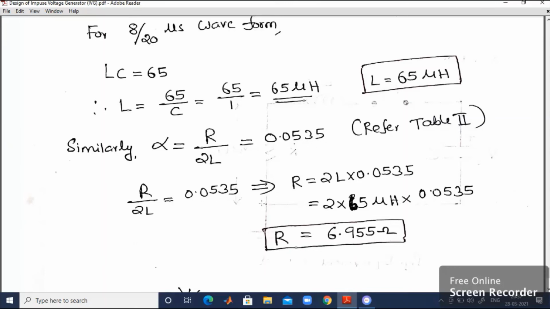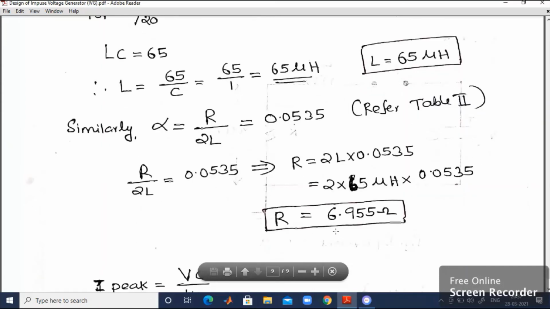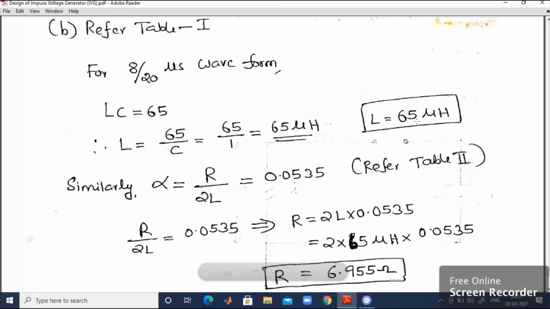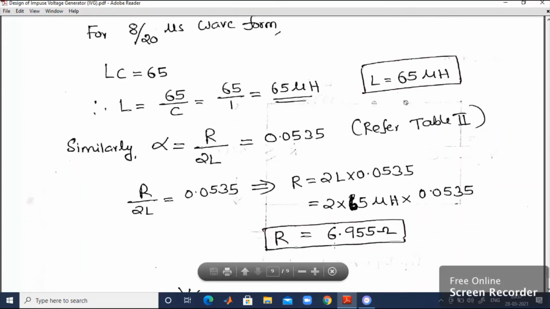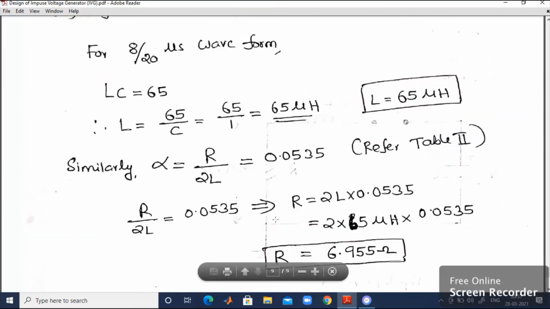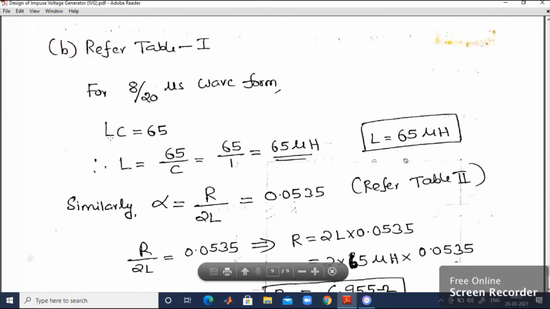From this expression, I can compute R. So R is nothing but 2L times 0.0535. So L is equal to 65 microhenry. Therefore, directly you can substitute and finally you will be getting the answer for R is equal to 6.955 ohm. So what I have got is L is equal to 65 microhenry and R is equal to 6.955. So I have computed the two parameters.